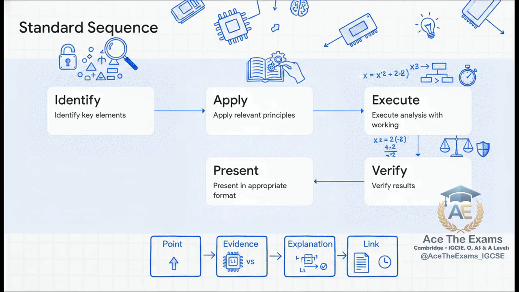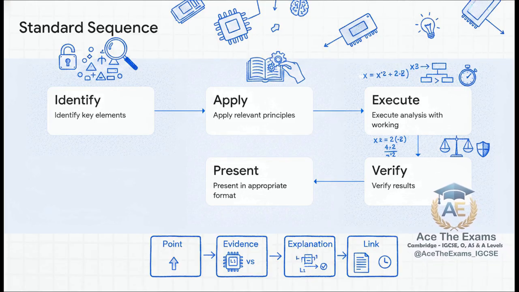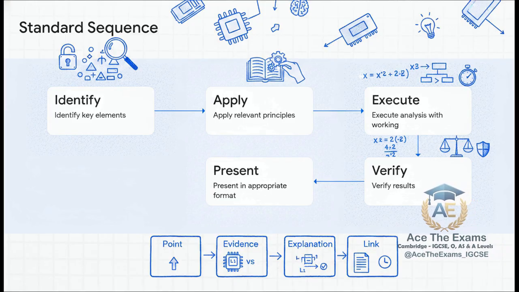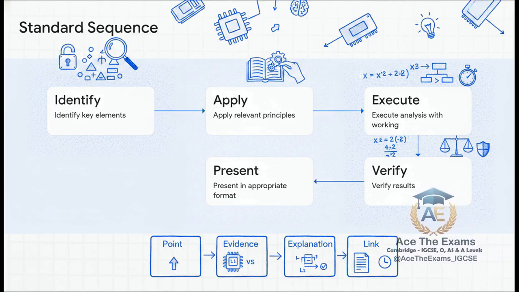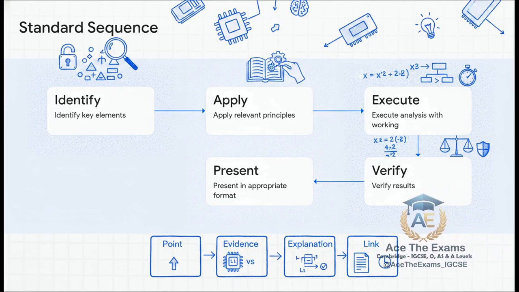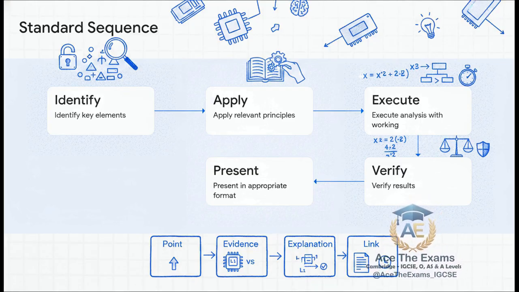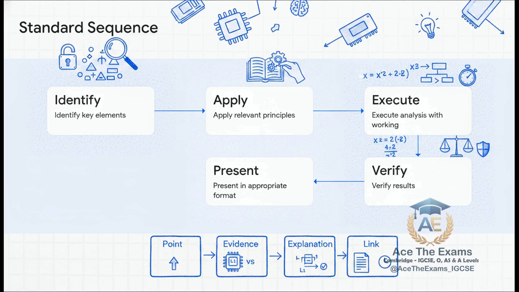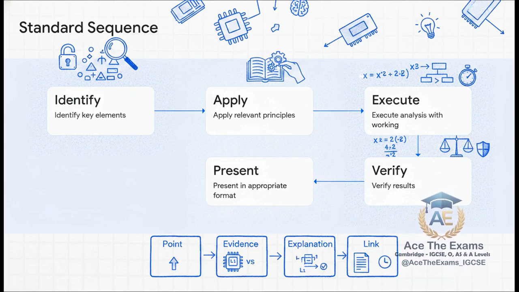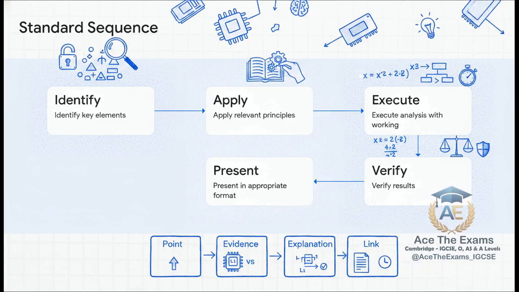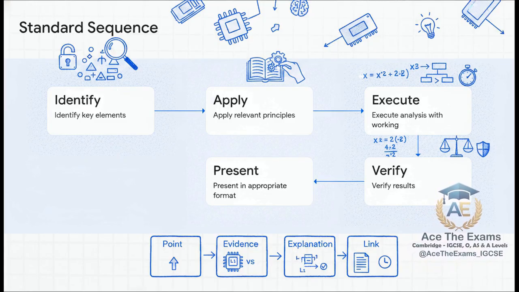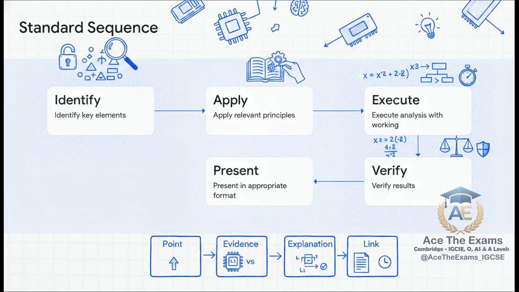Let's do an example. Say the question is about choosing between L1 and L2 cache for a highly specific application. Your point, L1 cache will minimize instruction fetch latency. Your evidence, it is located directly on the processor core. Your explanation, this reduces the physical distance signals must travel compared to L2, which significantly lowers the penalty of a cache miss during a pipeline fetch stage. And finally, your link. Therefore, for this specific real-time processing scenario, prioritizing L1 capacity is absolutely critical. Do you see how incredibly structured that is compared to just writing "L1 is faster"? That is how you get full marks.